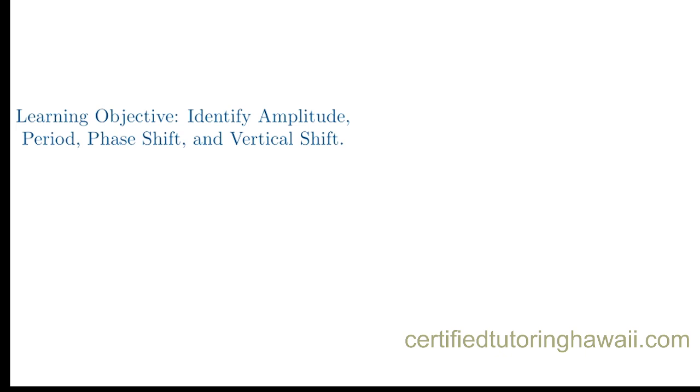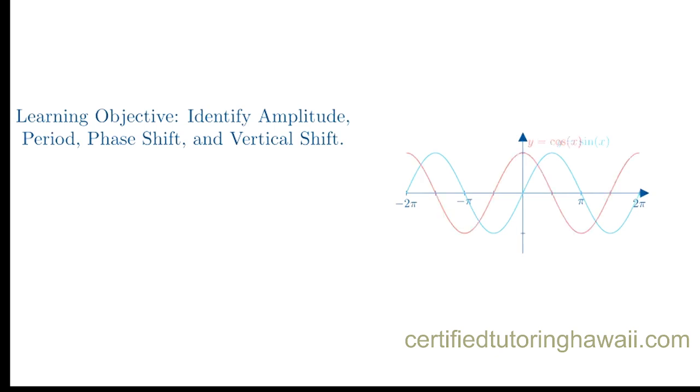Sinusoidal functions are the backbone of modeling many cyclical phenomena, like waves, sound, and the changing seasons. The most basic sinusoidal functions are sine and cosine. Let's first look at the graphs of sine and cosine. Here's the graph of sine of x. It starts at the origin, reaches a maximum at pi over 2, and completes a full cycle every 2 pi units. And here is the graph of cosine of x.